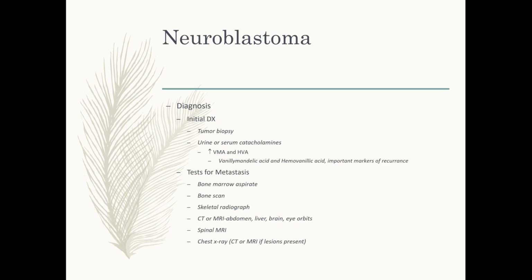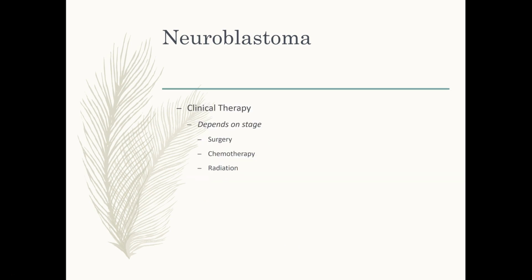Tests for metastasis are the same as all the other ones. You're going to do a bone marrow aspirate and a bone scan. You're going to look at all of their bones with a skeletal radiograph. You're going to do a CT or an MRI to see where it has metastasized, a spinal MRI. You may do a chest x-ray as well. Clinical therapy depends on the stage and the severity. They're going to do surgery, chemo, radiation, all three, or none.